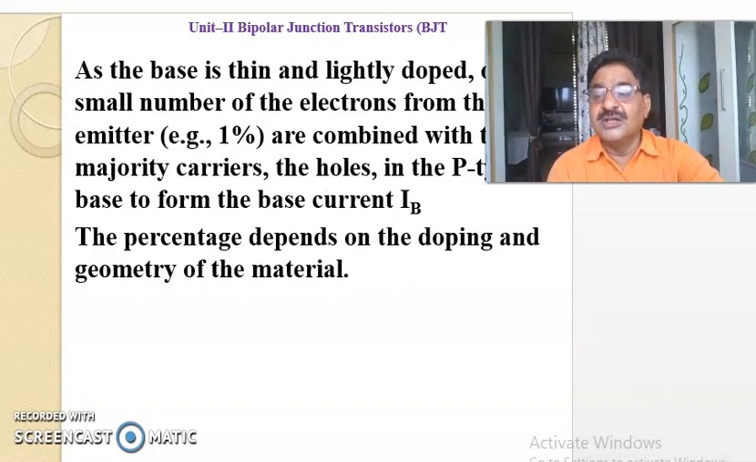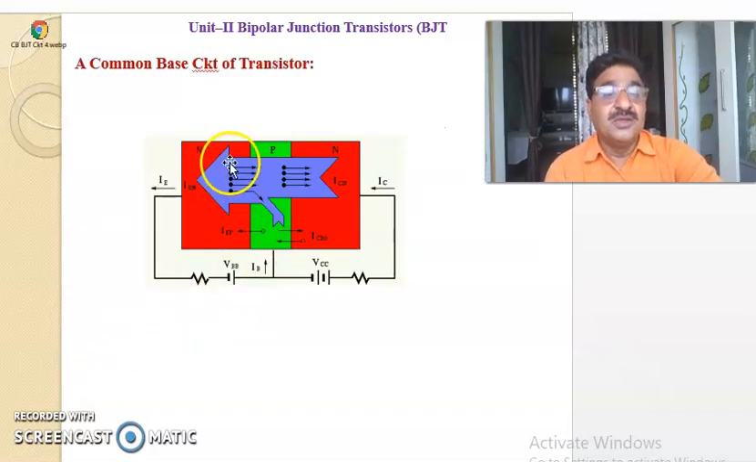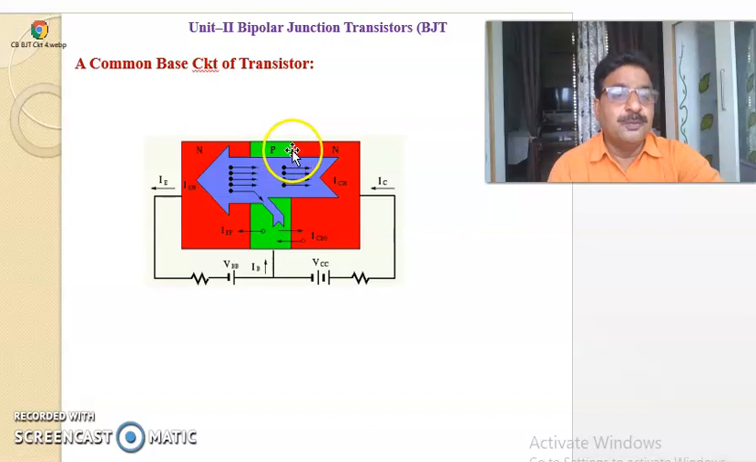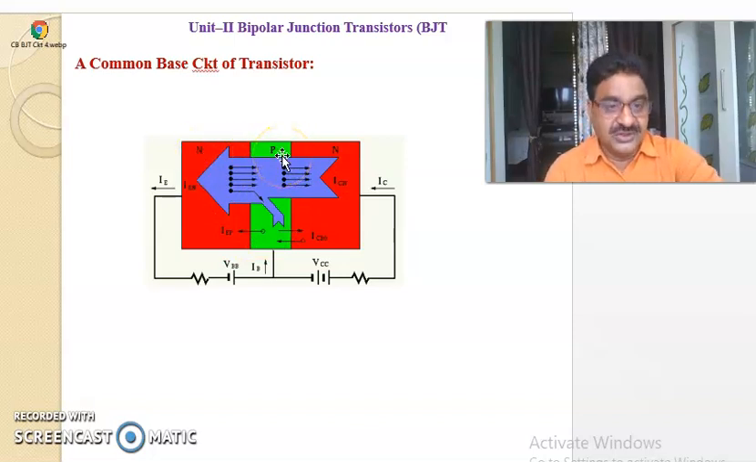I will show you in the figure also. Here you see these dots are shown, and here the green color is shown for the base, and this reddish color is shown for the emitter. These electrons are propagating from N-type material to P-type material. You are getting it or not? Carefully observe, N type to P type. Electrons are going to transfer from N type to P type. While transferring, they have to cross this junction. While crossing from N to P, they are going to cross this junction. This is the emitter base junction. They are crossing it.